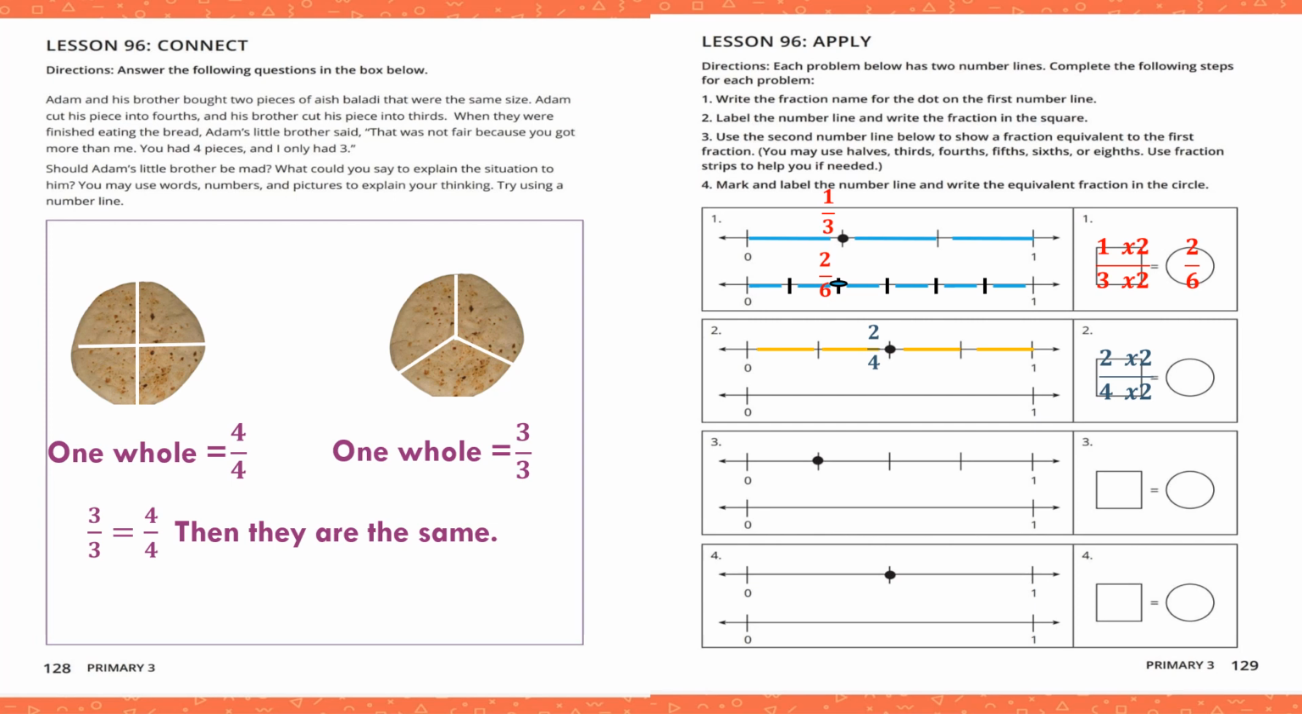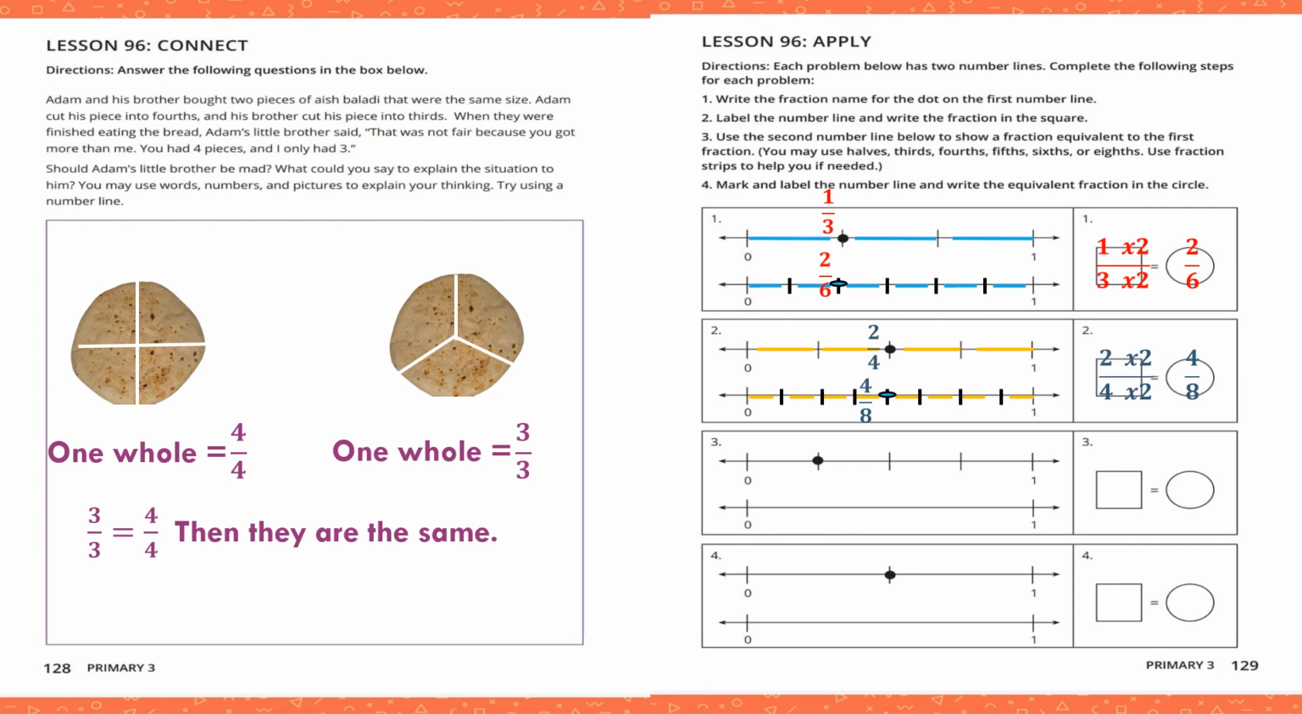So I will multiply it by 2. You can multiply the numerator and the denominator by any number. 2 times 2 equals 4 over 4 times 2 equals 8. 4 over 8. Let's divide the second number line into 8 equal parts. So 4 over 8: 0 over 8, 1 over 8, 2 over 8, 3 over 8, 4 over 8.